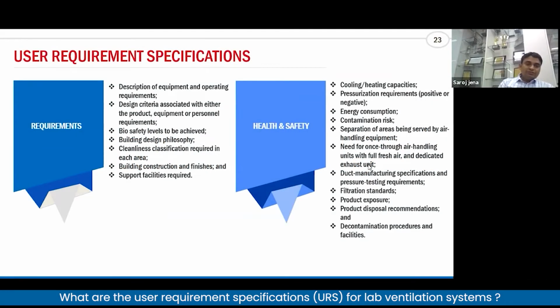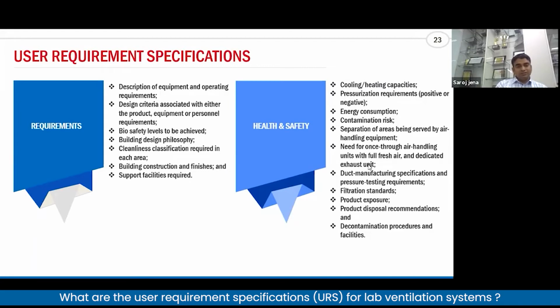The user requirement specification for the lab ventilation system should consider the requirement and the health and safety categorization. Specifically, during the design of the lab URS, you should focus on two things: what our requirement is, what the health and safety needs are, and how to ask the vendor to give me the equipment appropriate to its intended use.